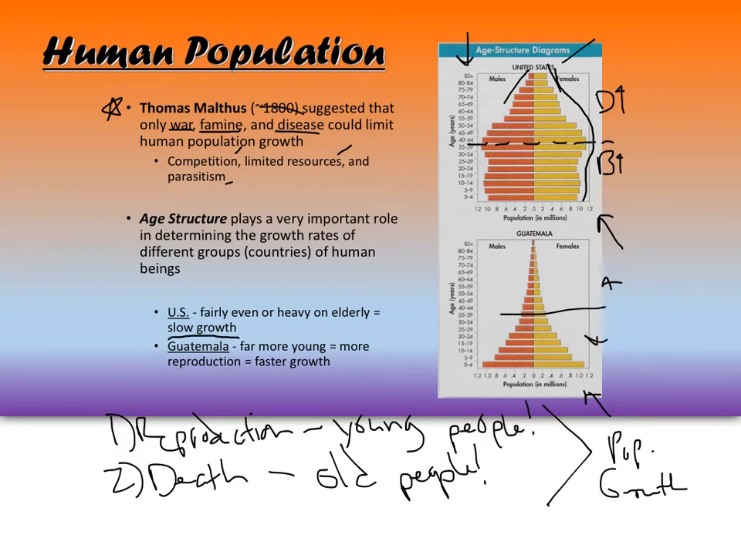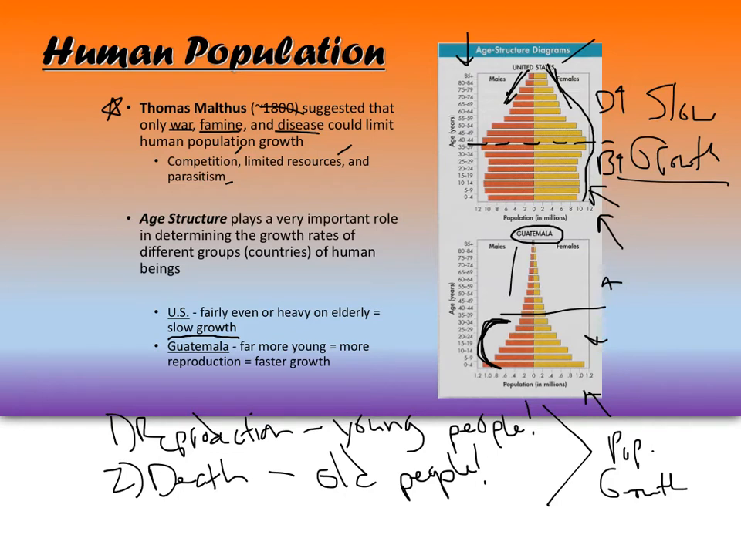Because we have a lot of young people, and because it does still taper here at the top, we do have growth, but we have slow growth in the United States of our population. Now, in a lot of other countries, especially countries that are a little bit less developed than ours, they will have an age structure diagram that looks like this one from Guatemala, where you see way more people down here who are young compared to those that are old.